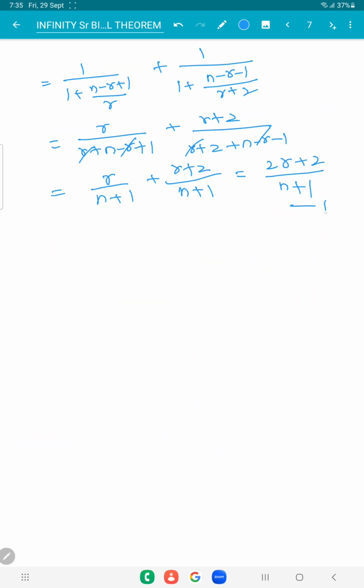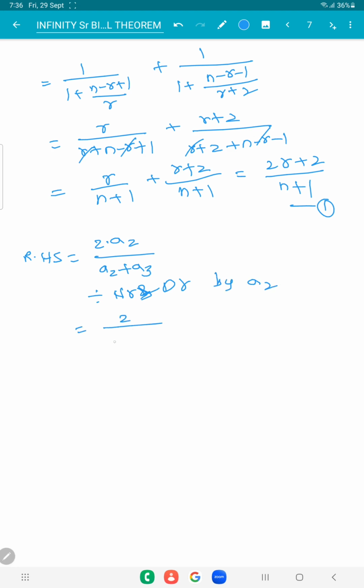Let us consider it as 1. Now let us consider the right hand side. Right hand side is 2a2 by a2 plus a3. Divide numerator and denominator by a2. I didn't write this one in the previous step, you can write it, okay? By a2, what will you get? 2 by 1 plus a3 by a2.